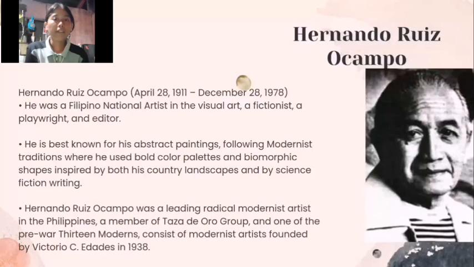He is best known for his abstract paintings following modernist traditions, where he used bold color palettes and biomorphic shapes, inspired by both his country's landscape and by science fiction writing. Hernando Ruiz Ocampo was a leading radical modernist artist in the Philippines, a member of the Tasa de Oro group, and one of the Pre-War Thirteen Moderns, a group of modernist artists founded by Victorio C. Edades in 1938.